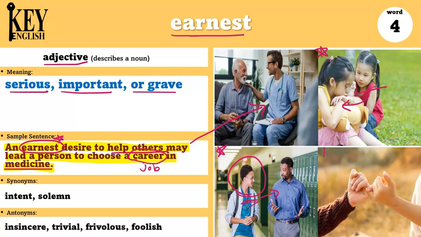And we could also say, I made an earnest promise to help my mom. So my promise was very honest and serious. I will really help my mom. So again, earnest means that you are being serious about something, you think it's important, and you really mean what you are saying.